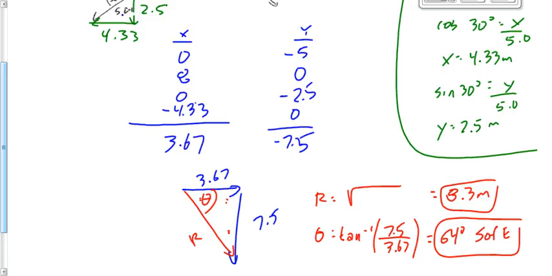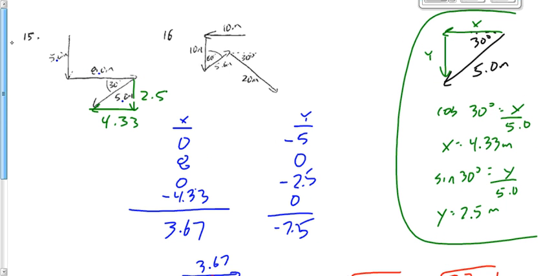How would you get that answer? It's correct, by the way. How would you get that answer? Draw the triangle the other way. So instead of going 3.67 to the right and 7.5 down, we reverse the order of those. 7.5 down and 3.67 to the right. All right? Good? All right, let's take a look at the last question, which is question number 16.